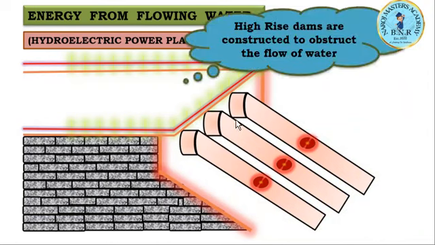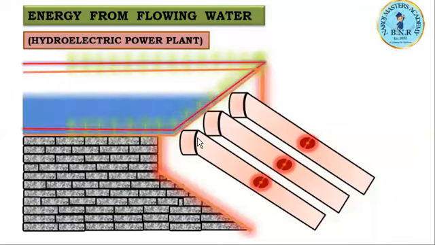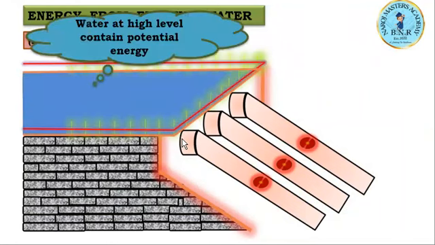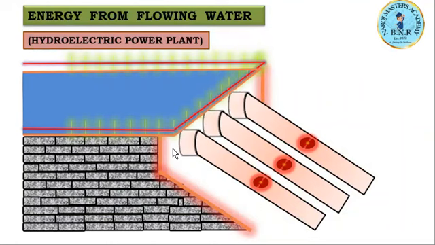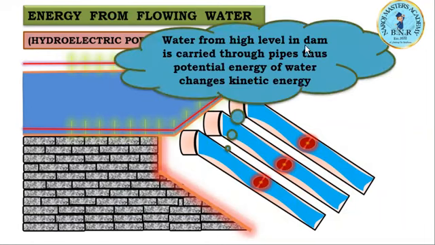So high-rise dams are constructed to obstruct the flow of water, basically. Water at a high level contains potential energy, but at a low level there is no potential energy. Why? Because we need some height to get potential energy. If height is 0, potential energy is 0. So here you can see the turbines will start rotating. Water from the high level in the dam is carried through the pipes. Thus the potential energy of water changes to kinetic energy.